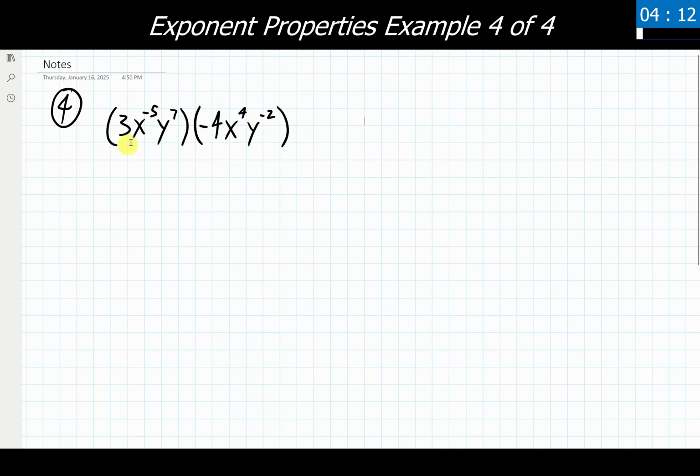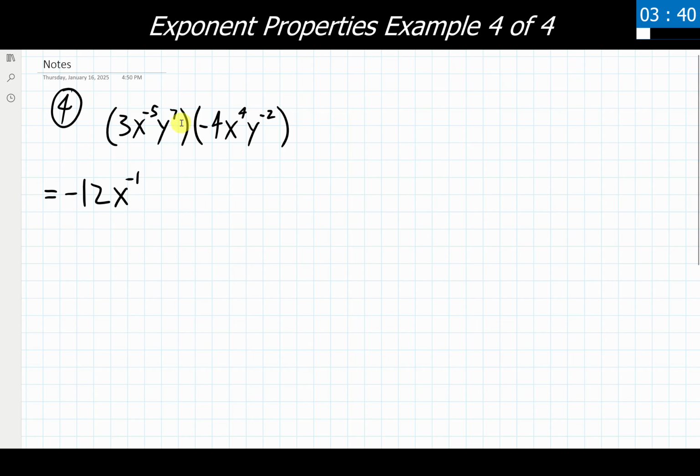I see that everything is multiplying together, and so I'm just going to continue and multiply everything together in this problem. So I have 3 and negative 4 that are going to multiply together. That's going to go ahead and give me negative 12. I have x to the negative 5th power times x to the 4th power. That means I'm going to be able to apply my product property, which says that these exponents will add together. That's going to give me x to the negative 1st power.